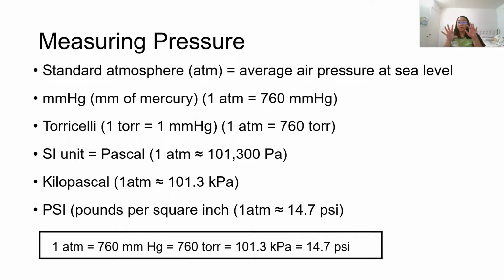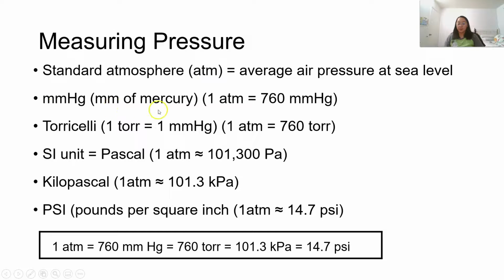Now, there are a few different units you can use to measure pressure, and these are the ones that you are responsible for. Standard atmosphere is the average air pressure at sea level. If you remember from our stoichiometry, going from volume to volume or volume to mass, you might remember STP, which is standard temperature and pressure. That's 1 atm and 0 degrees Celsius. So that's atm right here, that unit, standard atmosphere.